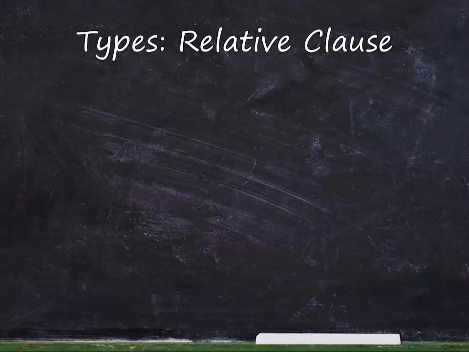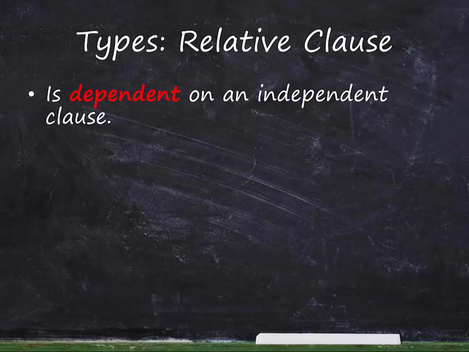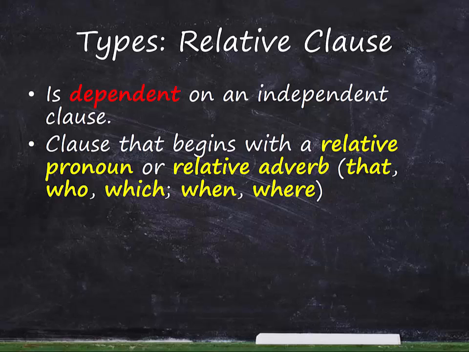That brings us to the relative clause. The relative clause is an awful lot like a dependent clause. It can't stand on its own and must be attached to an independent clause. It also begins with something similar to a subordinating conjunction, a relative pronoun or a relative adverb. You know what pronouns are. They stand for nouns. So a relative pronoun is one that you could replace with a noun, like that, who, or which. Relative adverbs deal with place and time, like when and where.